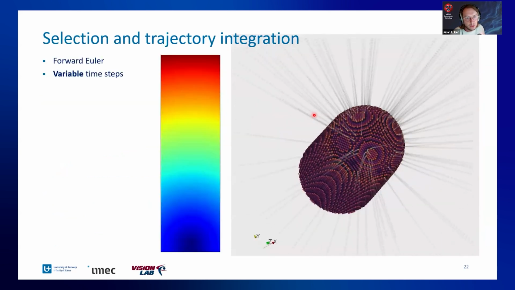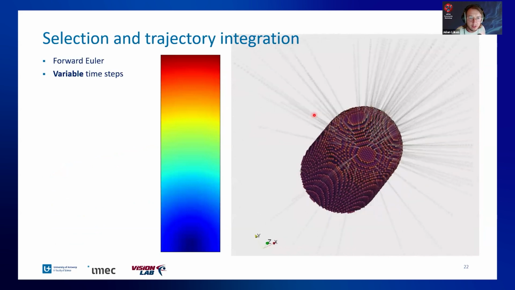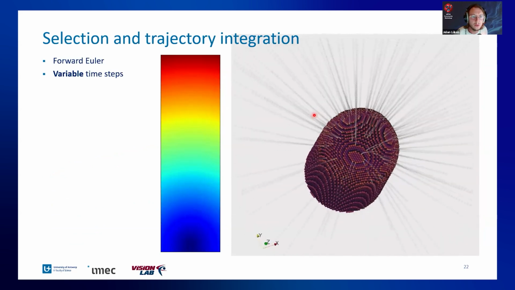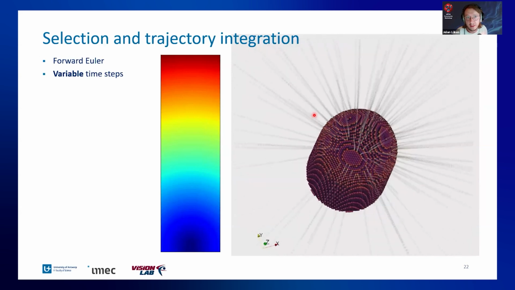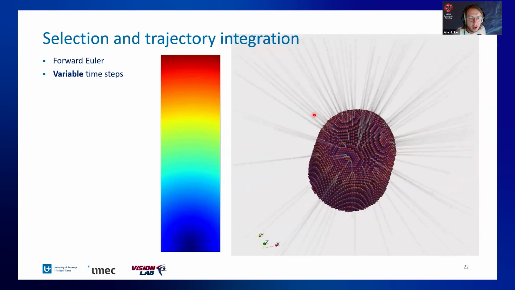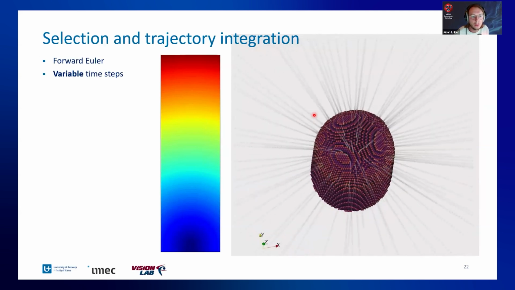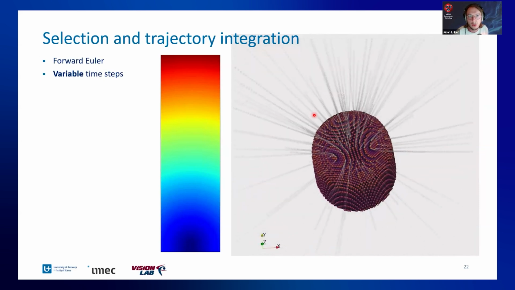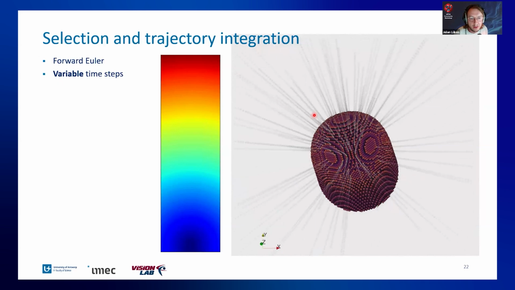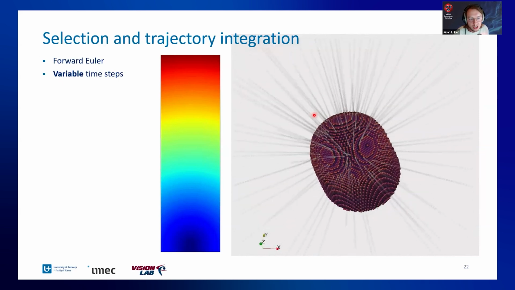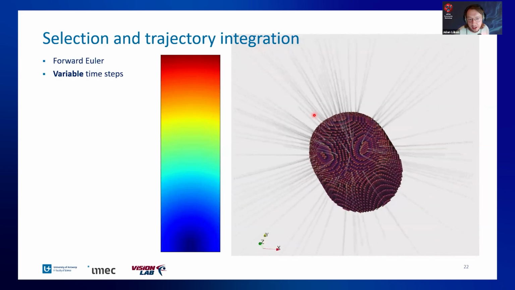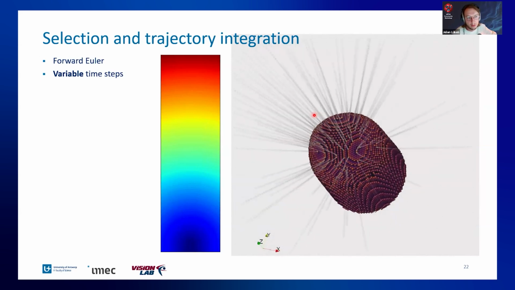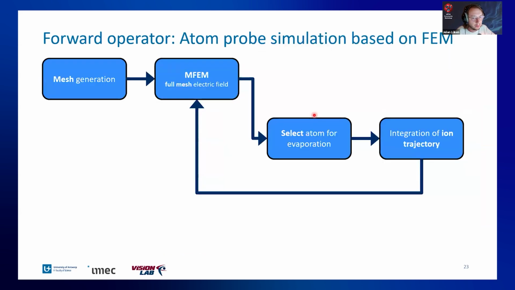Using the electric field solution, we select the atom that is most likely to be evaporated. Currently, this is just the atom with the highest field. Bear in mind that this is still a work in progress. The integration of the trajectory is performed using just a forward Euler scheme, and the field at some location is just assumed to be that of the nearest neighbor. The time steps now scale with the level set function used in the variable density Poisson disk sampling. The trajectories are terminated upon intersection with the detector plane, which then yields our heat map.